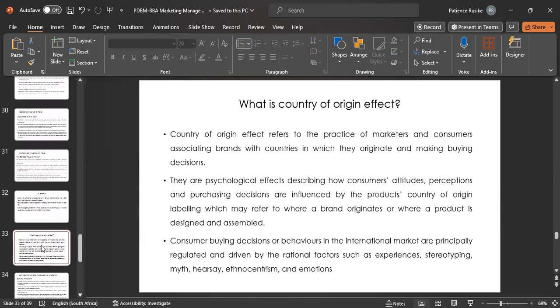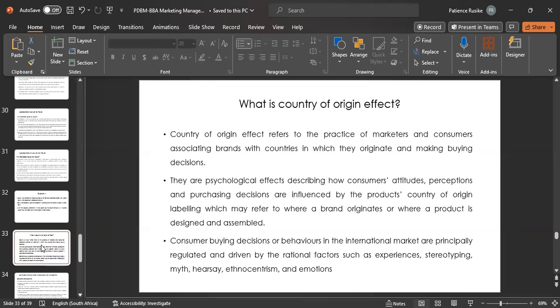So what is a country of origin effect? When we talk about the country of origin, like the name suggests, we are simply talking about where the product is coming from. Let's take, for example, cars such as Mazda, cars such as Toyota. These cars originate from Japan. So that's the country of origin. Now, there's a perception that Japan is a country that produces quality vehicles.